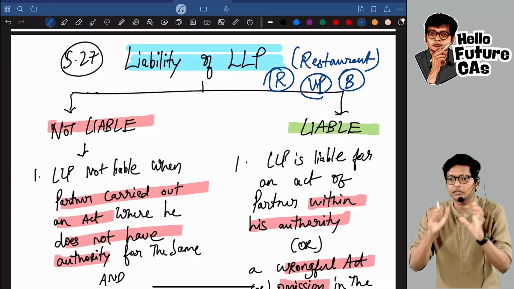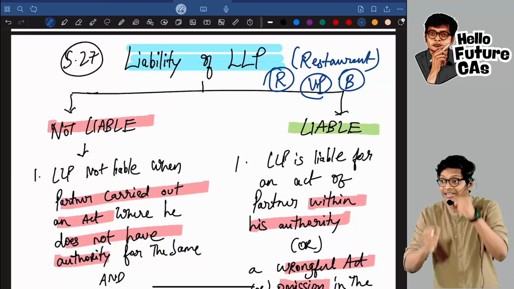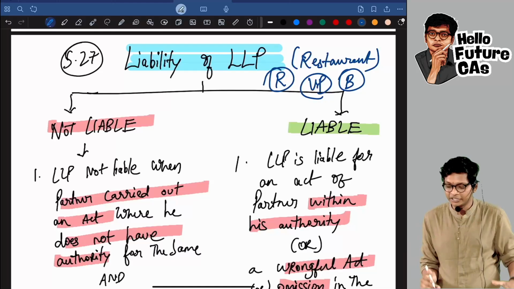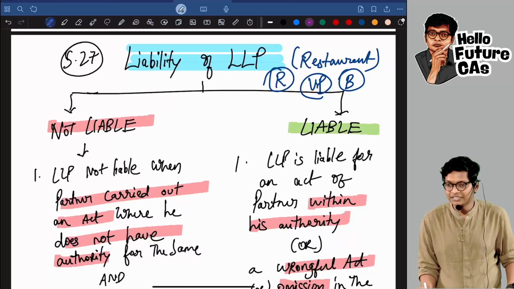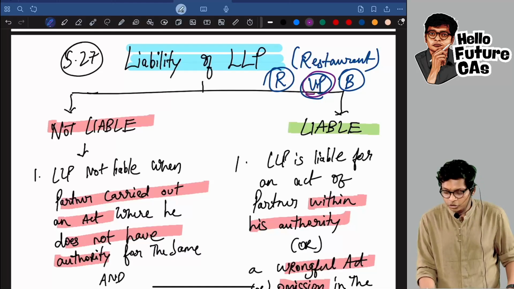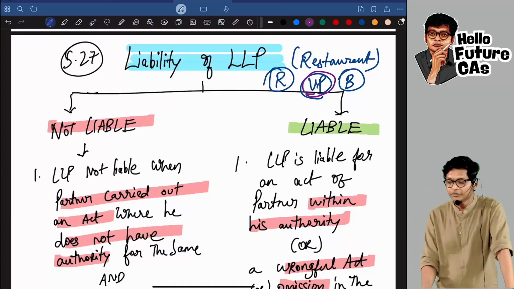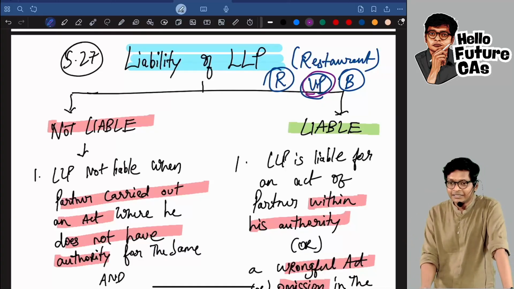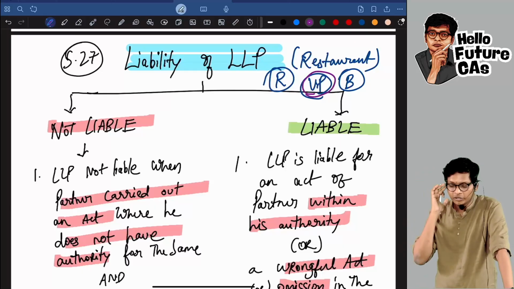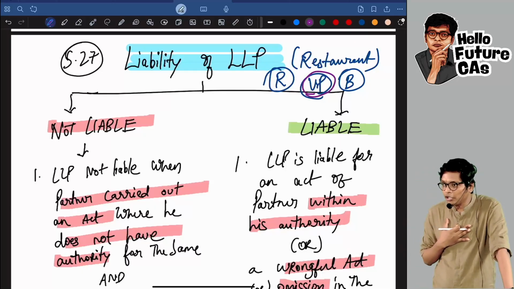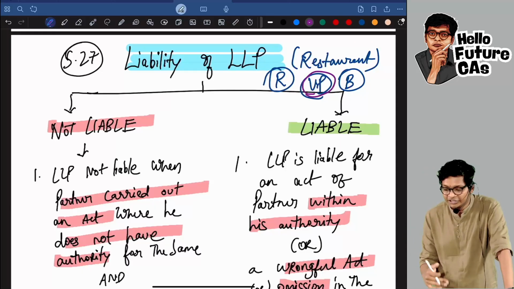Restaurant has a car or truck. Why truck? For transportation. Clearly instruction is given. Vishnupriya should not take the truck because she is not following signals. She should not take the truck. Clearly it is agreed. Okay. So is Vishnupriya having authority to take the truck? No. She took the truck.